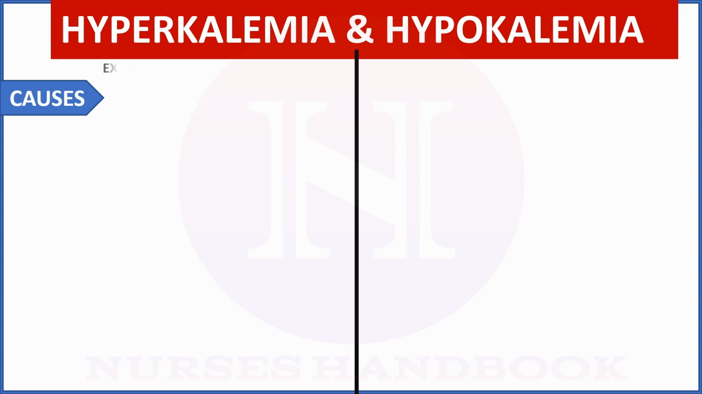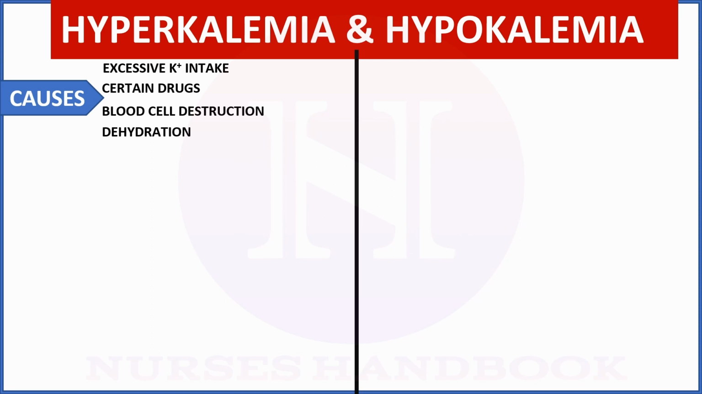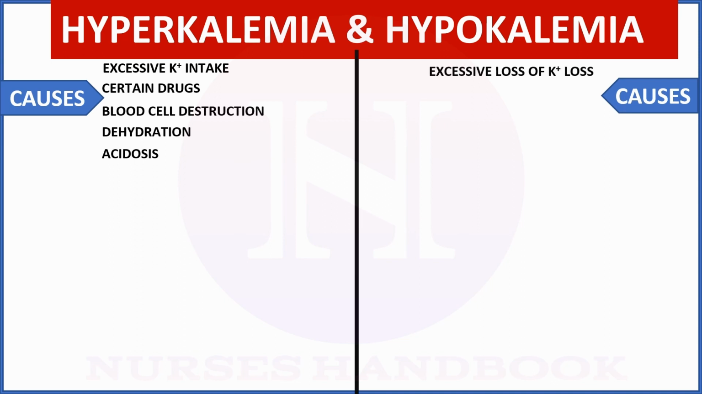They are excessive potassium intake, use of certain drugs like beta blockers or ACE inhibitors, etc., blood cell destruction, excessive dehydration, acidosis, etc. Now coming to the causes of hypokalemia. They are excessive loss of potassium, use of diuretics in case of alkalosis, and deficiency of magnesium.